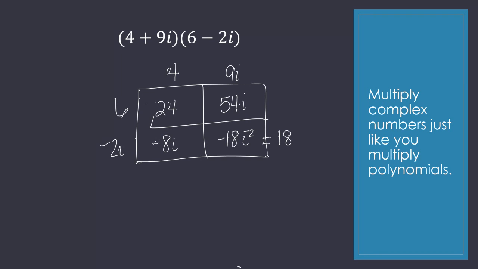Now I can combine my like terms. So 24 plus 18 is 42. And 54i minus 8i is 46i. Oh, I have to think about that one. Okay. So again, pay attention. There's nothing wrong with using a calculator here, especially when you start getting into some big numbers. I'm going to grab mine as well so I can make sure my math is right for you.